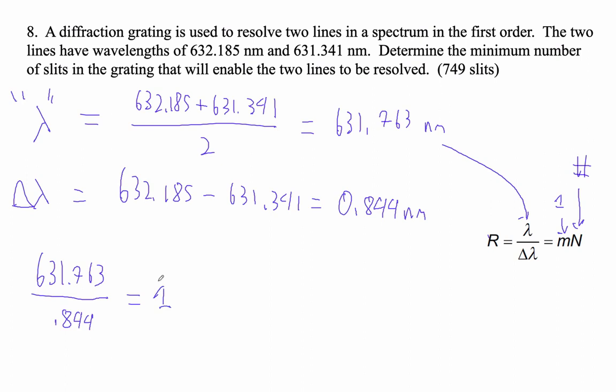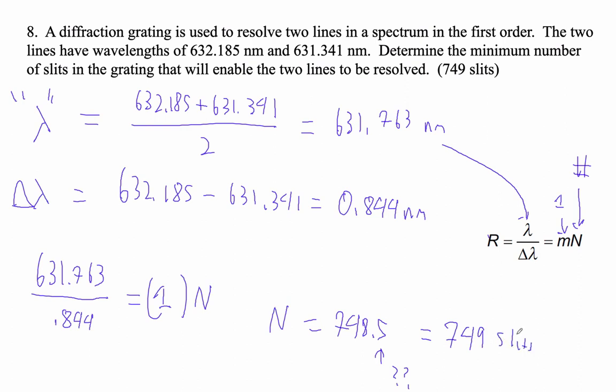Our order is, we're in the first order, right? And then we're solving for N. So literally it's just going to be the two numbers I just got, just divided. So that guy divided by this guy is 748.5. Now I don't know what to do with the 0.5, right? Half a slit is illuminated. It doesn't even matter. I'm going to go 749 because that looks like an integer.